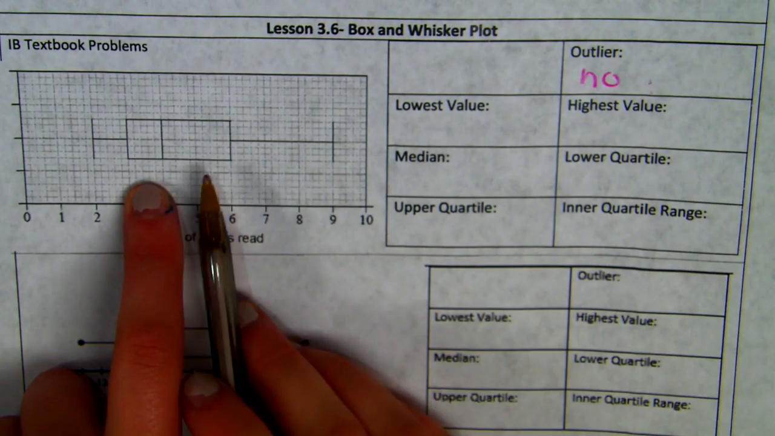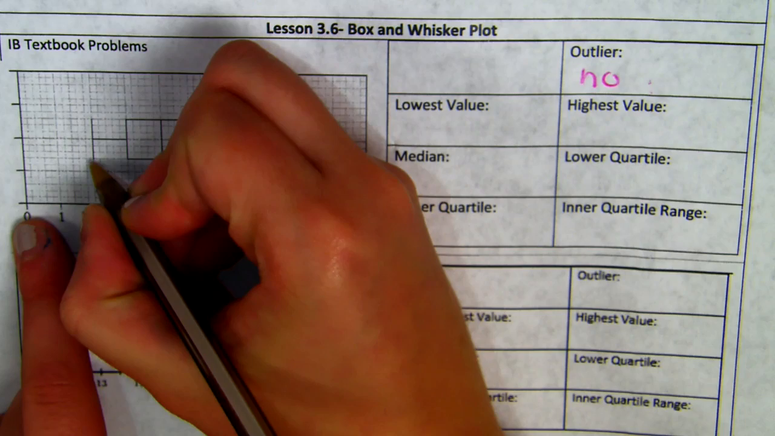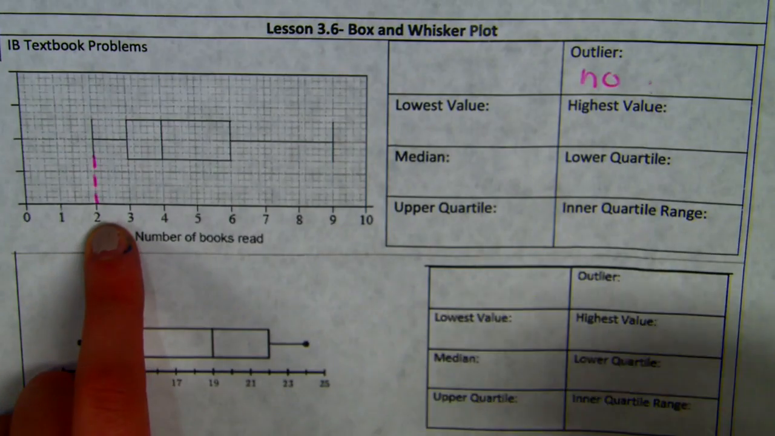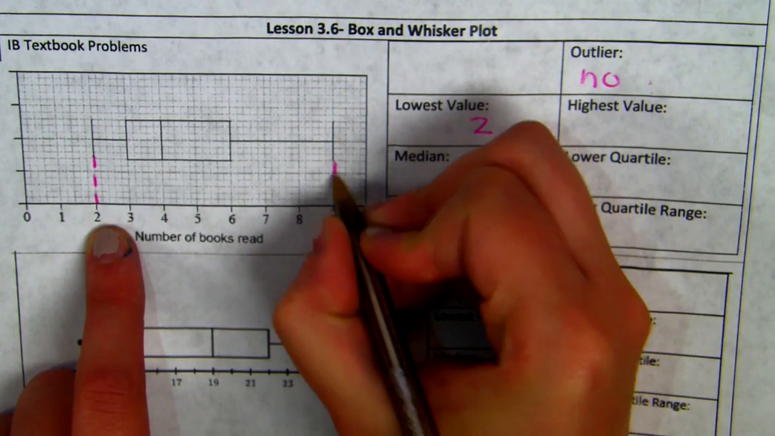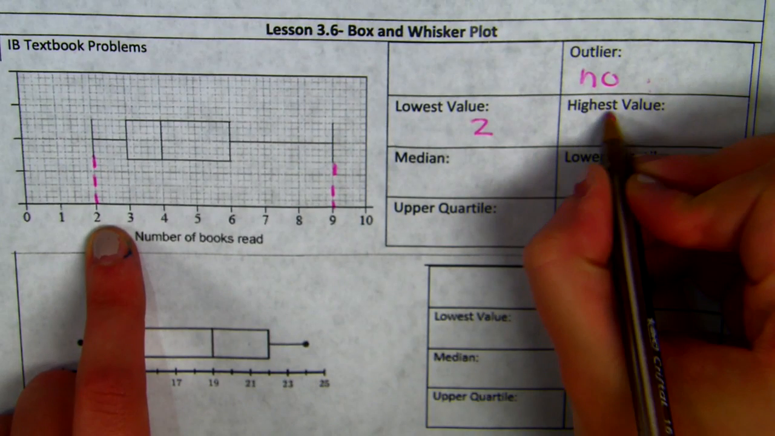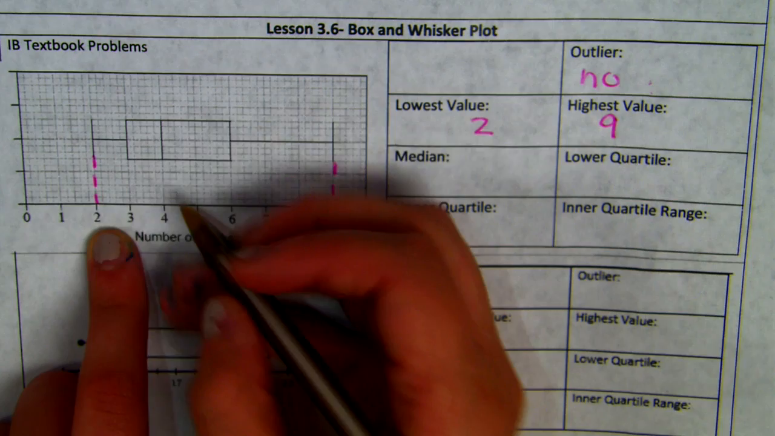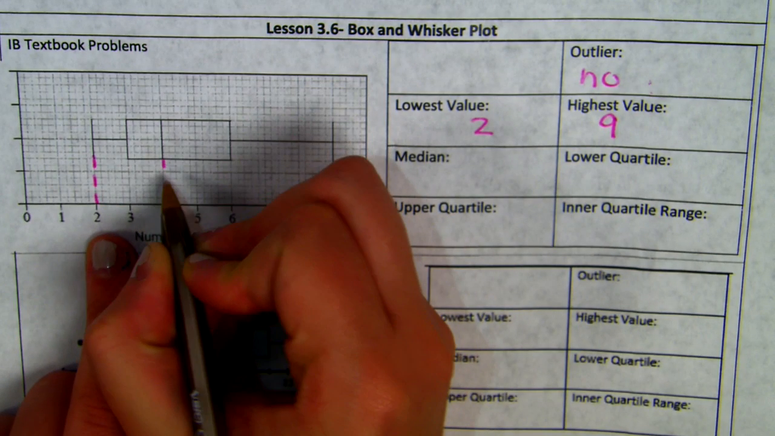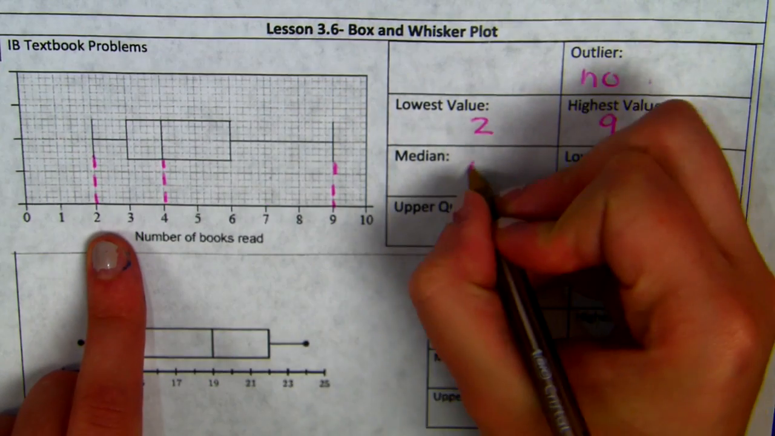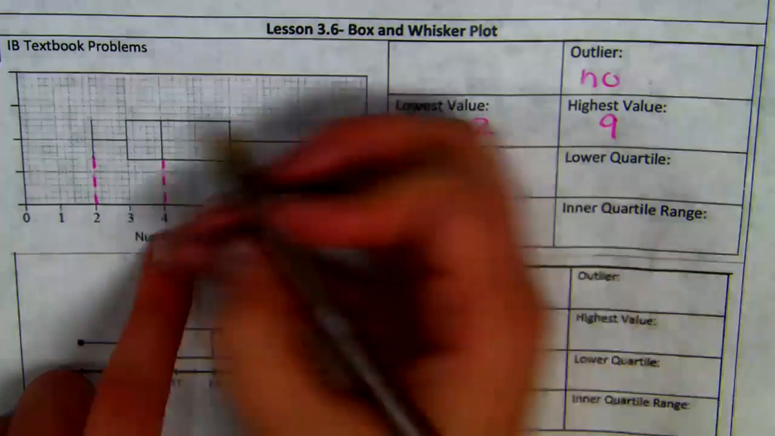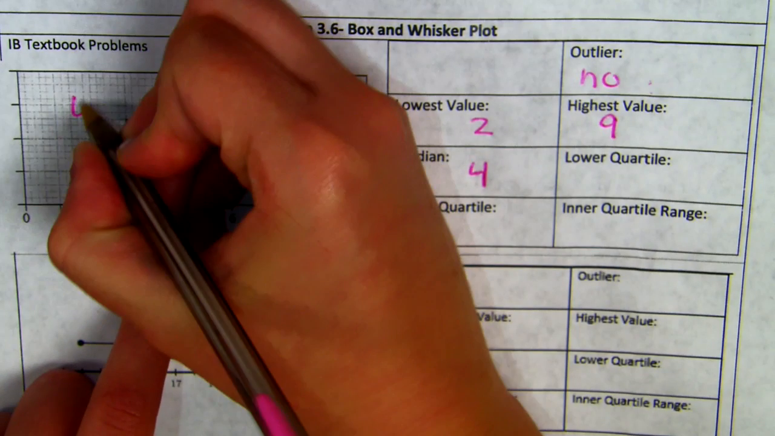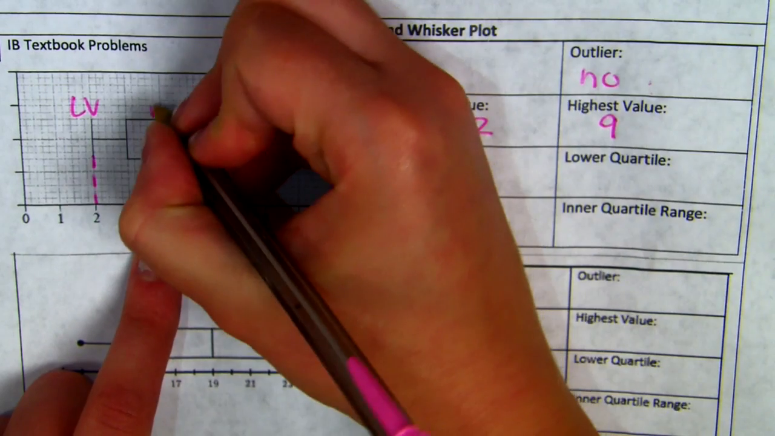Good, so looking again at this box and whisker plot, we see the lowest value corresponds to 2, and the highest value is the other whisker, and that one's 9. Looking here, if I'm trying to fill in my median, I know that my median is my middle line. So looking down, the median is going to be 4 because median again means middle. So this is my lowest value, highest value, median.